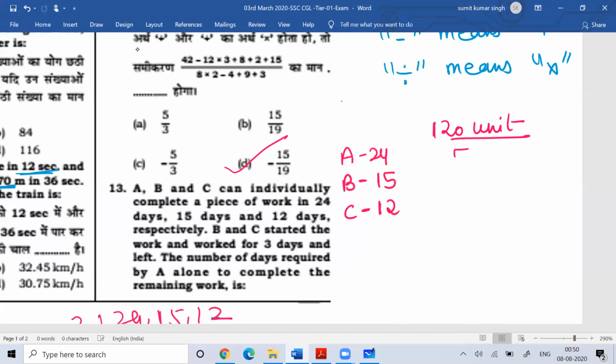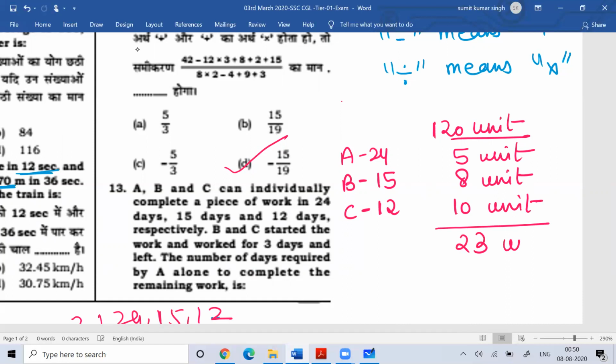So A in 1 day would do 5 units of work, B in 1 day does 8 units of work, and C in 1 day does 10 units of work. So if they work together, they will do 23 units of work in 1 day. Okay. So B and C started the work and worked for 3 days.